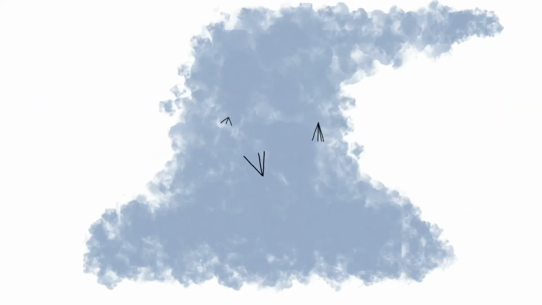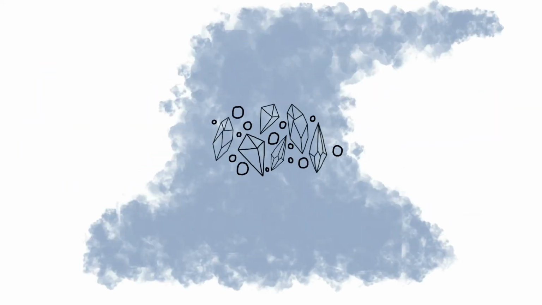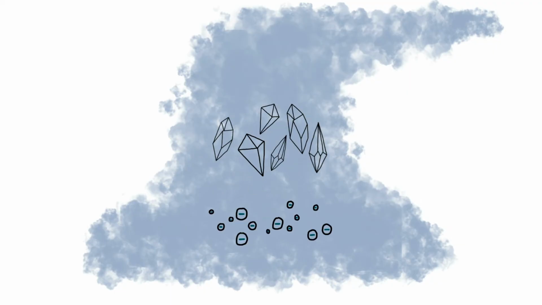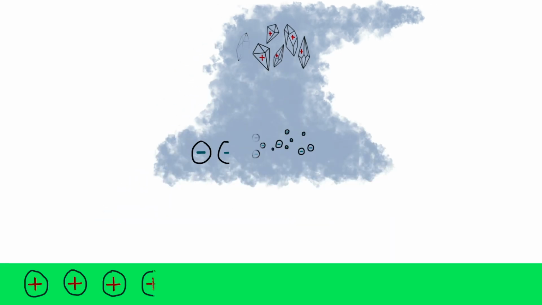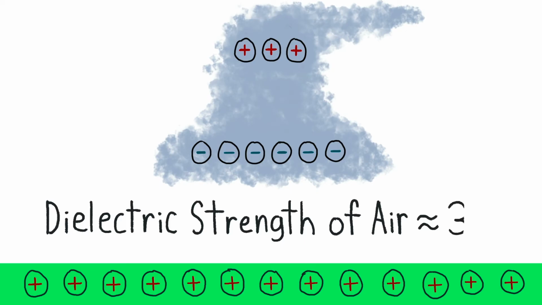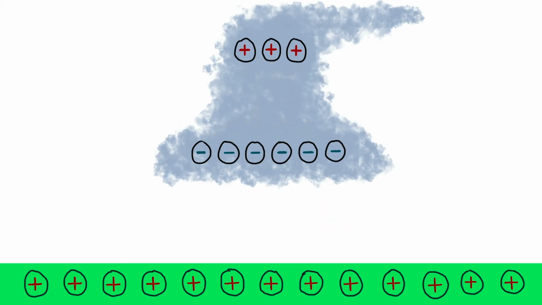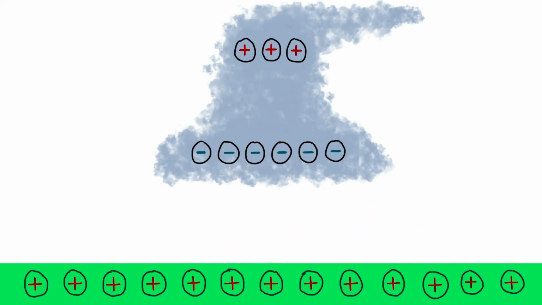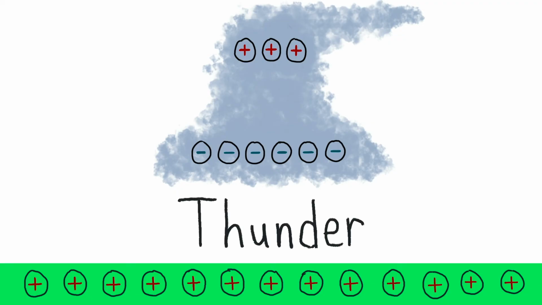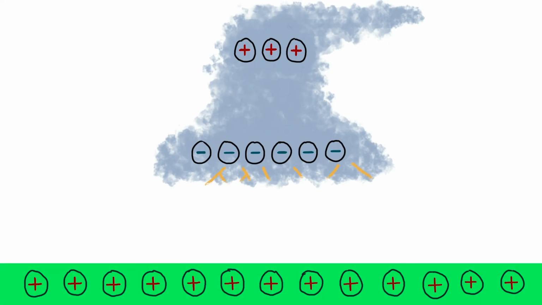When ice crystals and soft hail collide in a thunderstorm, the heavier hail becomes negatively charged and sinks, while the lighter ice crystals become positively charged and rise with updrafts. This charge separation creates a strong electric field that, when the air can no longer insulate against it, discharges an electric current. The extreme heat from the lightning rapidly expands and compresses the surrounding air, generating a shock wave, which we hear as thunder.